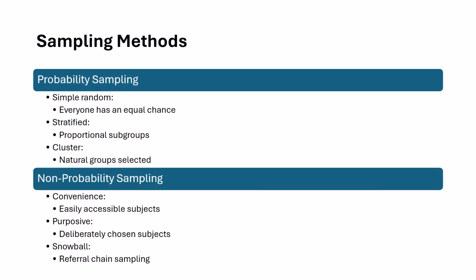Sampling methods fall into two main categories: probability and non-probability. Probability sampling gives everyone in the population an equal chance of being selected. Types include simple random sampling, equal chance for all, stratified sampling, proportional subgroups, and cluster sampling, selecting natural groups. Non-probability sampling doesn't give equal chances. It includes convenience sampling, easily accessible subjects, purposive sampling, deliberately chosen subjects, and snowball sampling, referral chains.